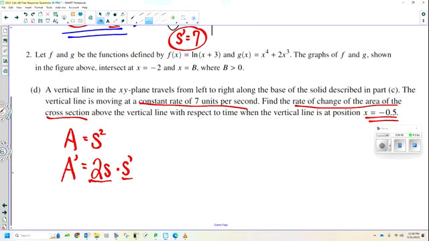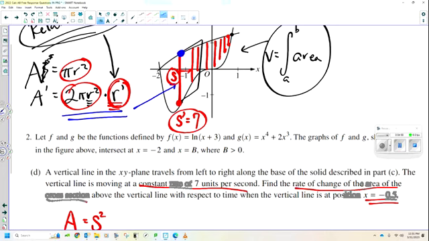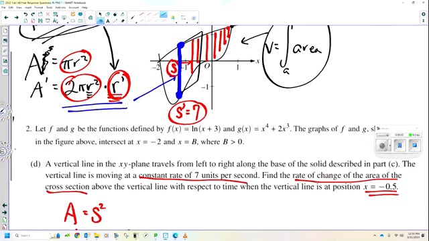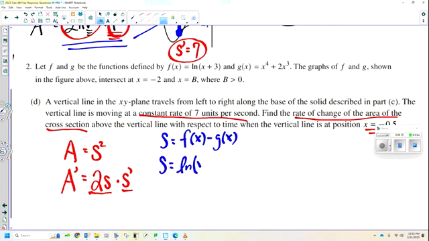All right, so here we go. The million dollar question is, what is my s? What do I put in for s? Well, it's the difference between my top function minus my lower function. I could write this one of two ways, and we get a calculator, thank God. So s is really f of x minus g of x, or in this case, the natural log of x plus 3 minus x to the fourth plus 2x cubed. That's the side. Don't forget, I need to square the side.